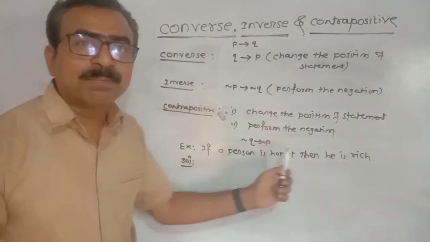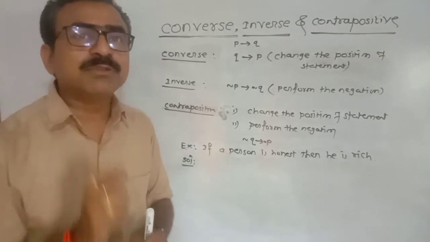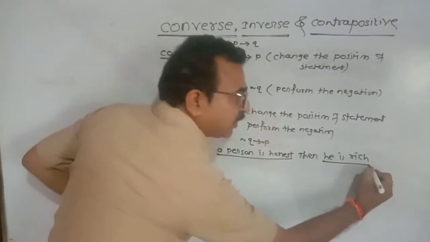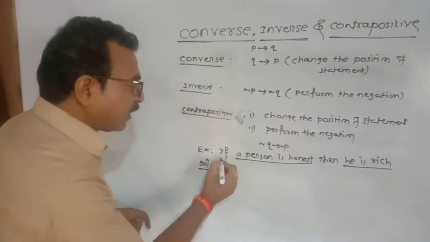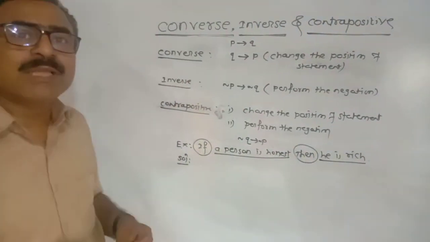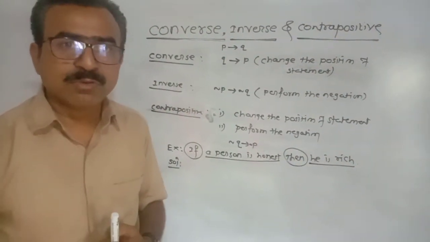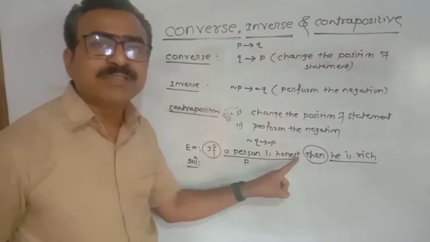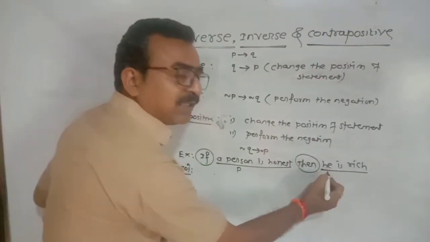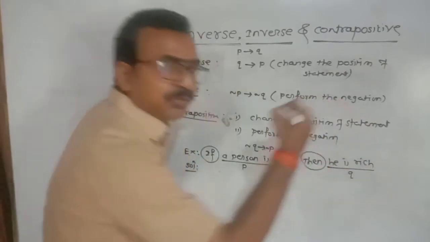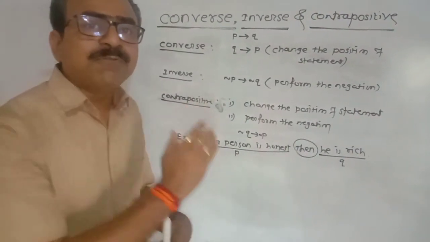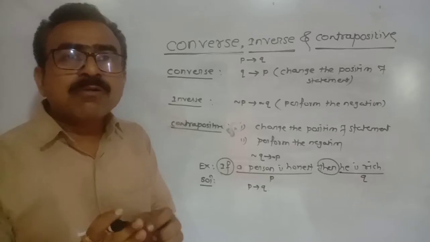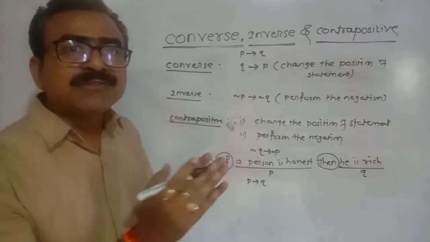If you check this example, you are given two statements: a person is honest, and second, he is rich. These two statements are connected by if-then, so you can say that this is a conditional statement. Represent the first statement, a person is honest, by P, and the second statement, he is rich, by Q. So the symbolic form of this statement becomes P conditional Q. You have to find its converse, inverse and contrapositive.